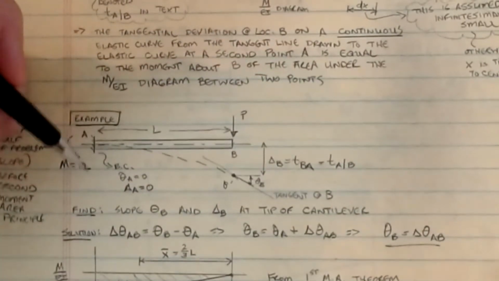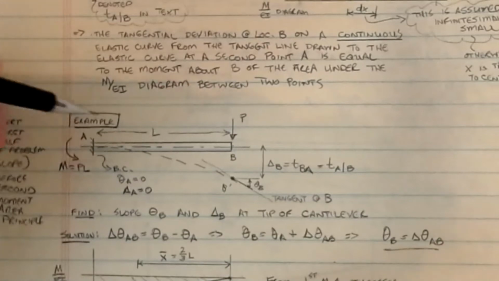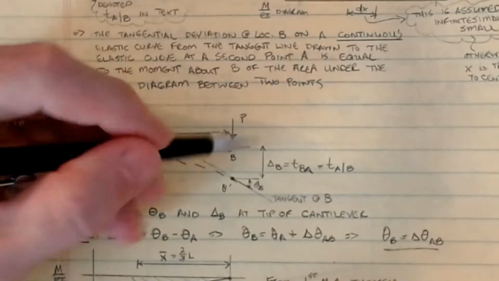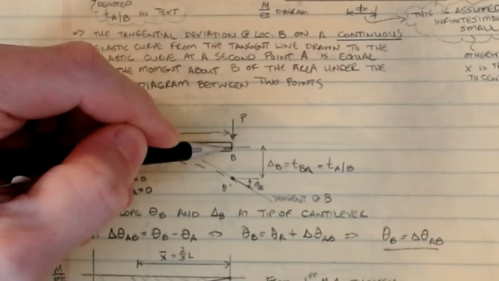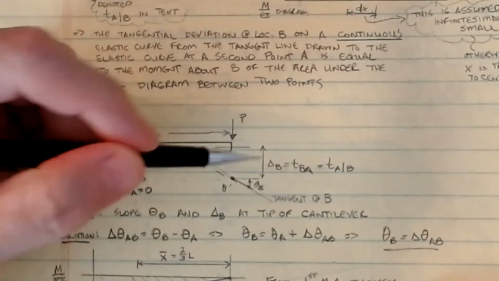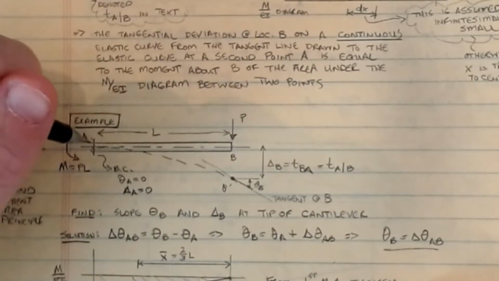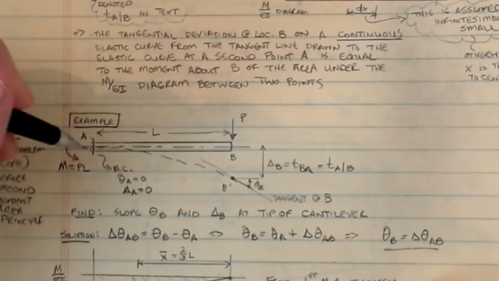Now here's the thing that's kind of cool about this. If we recognize that I need 2 points to look at in order to use this method, clearly B is one of them, because that's the point that I want the information about. But we've got to find another one that we can work off of, and most often that's the other support, or another support on a continuous beam.